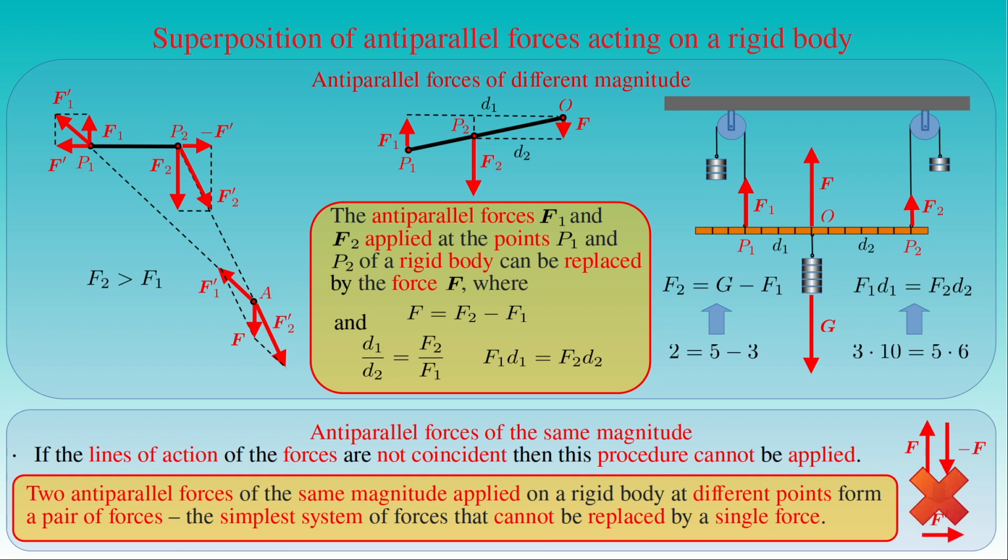This fact can also be demonstrated with the apparatus. If we choose the weights in the suspension such that the force F1 is equal to the weight G, we will not be able to find a force balancing the pair of forces.